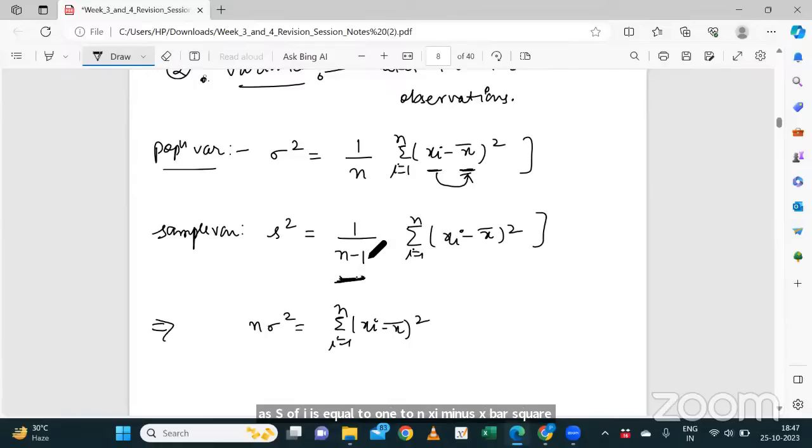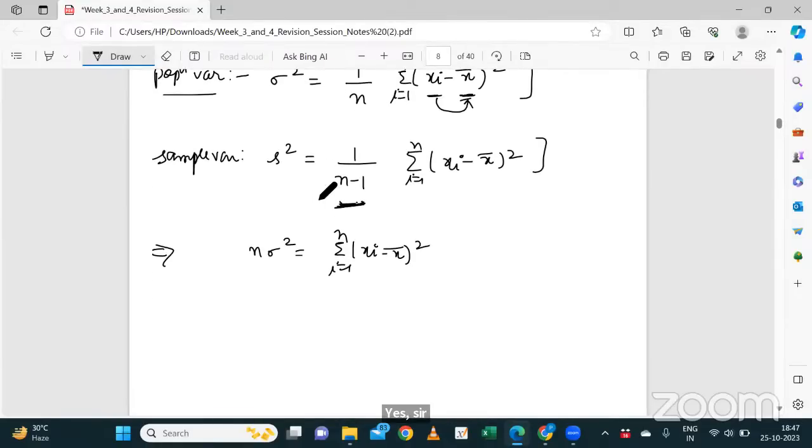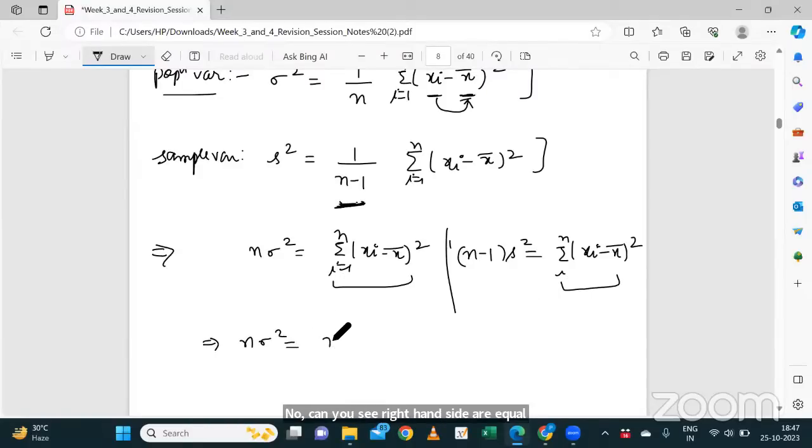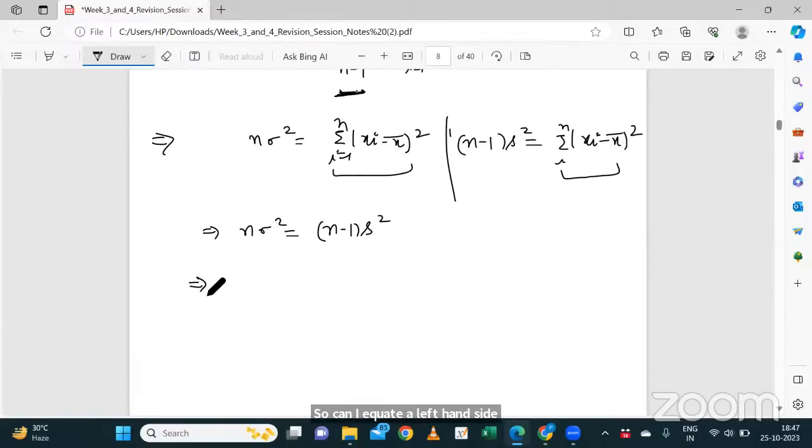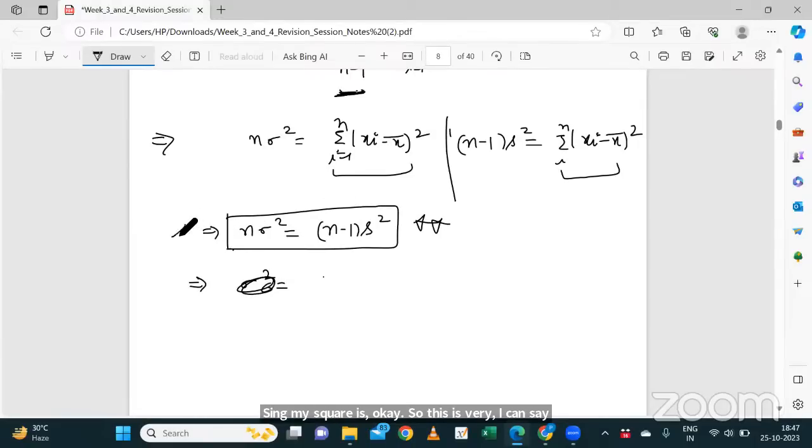Correct? For the sample variance, can I say n minus 1 times s square equals summation of i to n, xi minus x bar whole square? Now can you see the right hand sides are equal? So can I equate the left hand sides? Can I do something like that? Sigma square is okay. So this is a simply important equation you can keep in your mind.